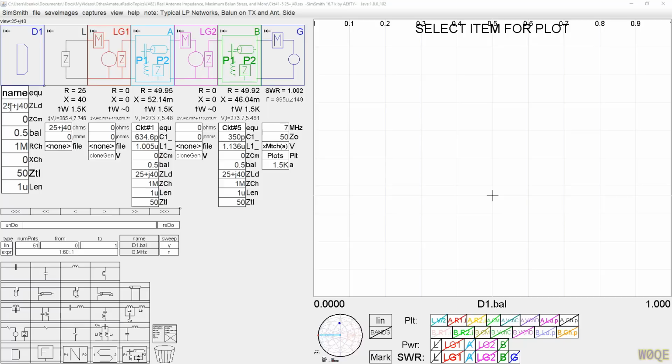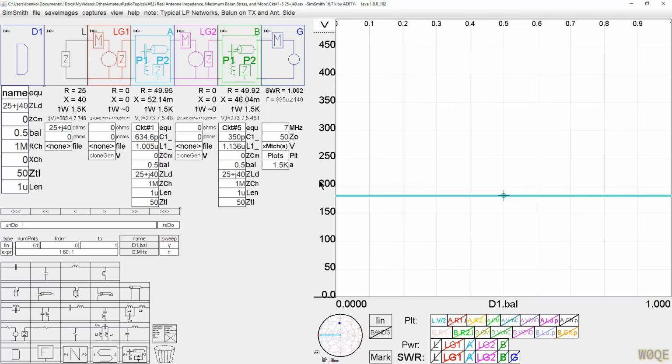I'm going to do two cases, one with a fairly low impedance, 25 plus J40, and then I'll do another one with an impedance much further over on the right-hand side of the Smith chart. The 25 plus J40 is up here in the center quadrant where the blue dot is shown on the picture there on the Smith chart. And what I want to do here is calculate the voltage like I calculated it before, at 1500 watts.